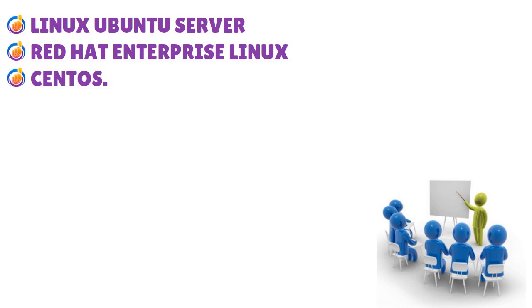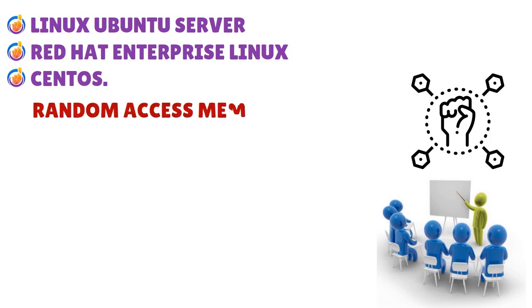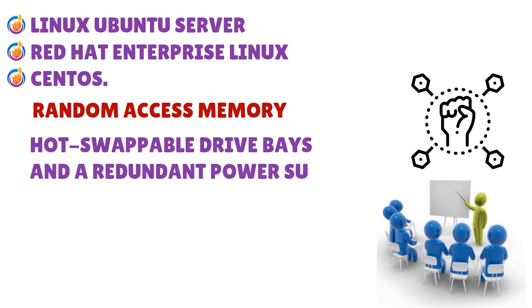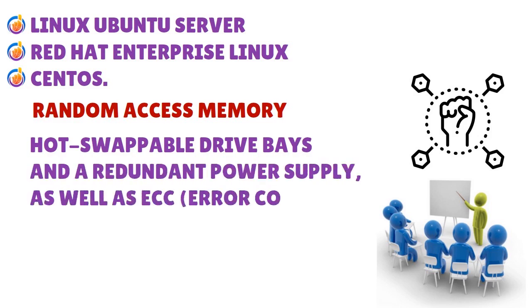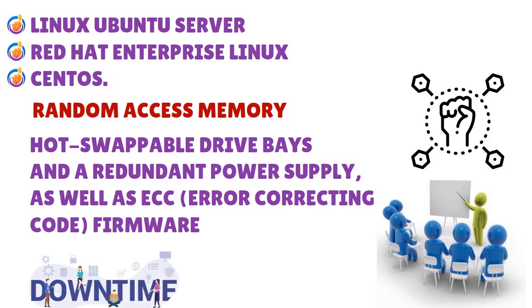Okay, but also one thing I want to say here is that every server contains specific hardware that determines its resource capacity, in particular CPU size, hard disk storage, and RAM. So RAM stands for random access memory. You may also want to incorporate backup hardware components such as hot swappable drive bays and also a redundant power supply, as well as ECC firmware that detects and corrects errors on the fly to reduce downtime. You do not want to have downtime at all, because downtime is a waste of time, waste of resources.